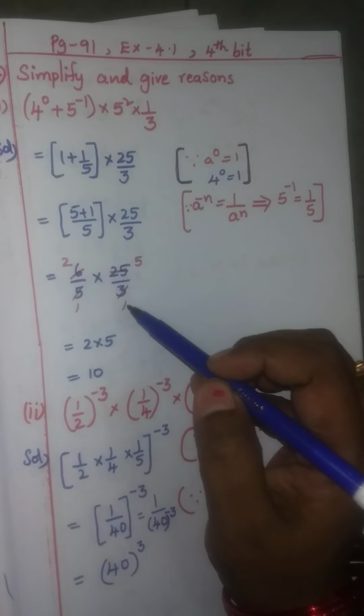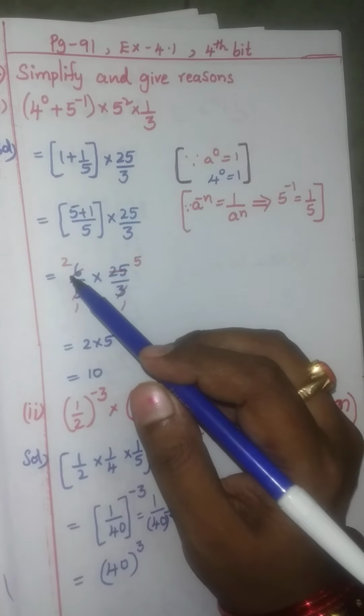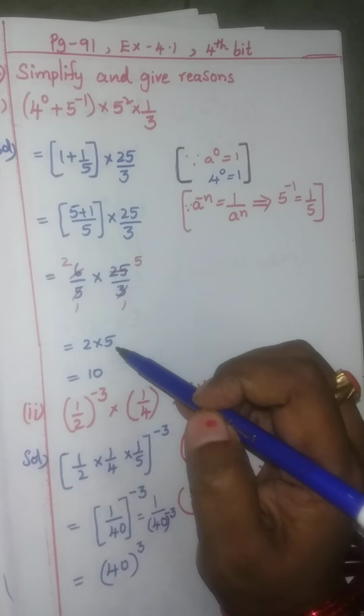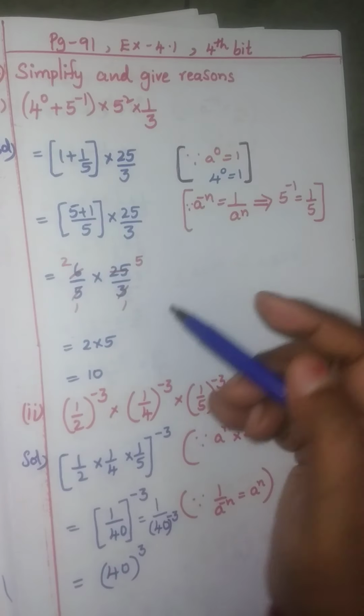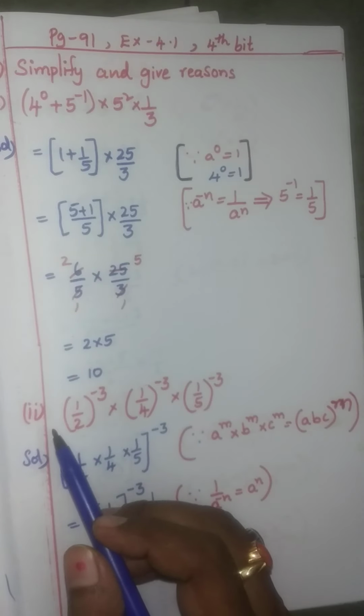See here cancellation, 3 ones are 3, 3 twos are 6, 5 ones are 5, 5 fives are 25. What are the remaining numbers? 2 and 5. 2 fives are 10. Now let us go to the second bit of fourth problem.